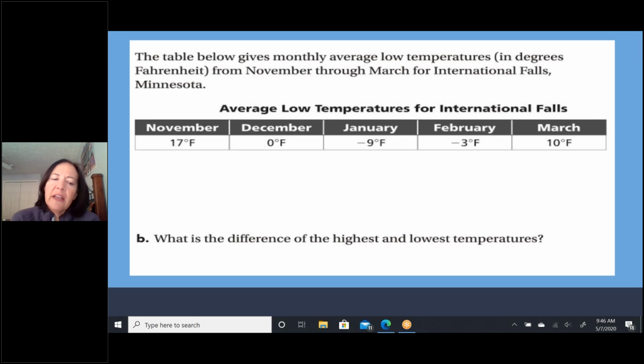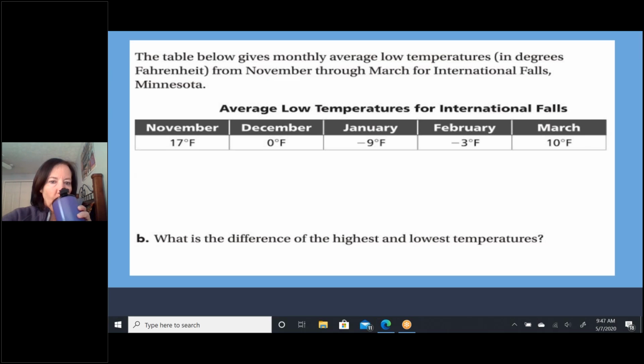So Tashana, originally, I said in those 2 packets, there were some note pages for word problems to help us identify what operation to use. So this problem says, what is the difference of the highest and lowest temperatures? So what operation? Is that going to be addition, subtraction, multiplication, or division? Subtraction. You're awesome. Go ahead. I want to see a number sentence, and I want to see the answer that you come up with.